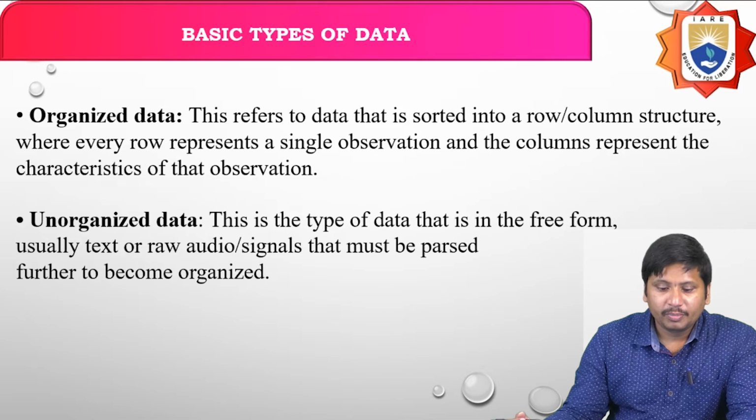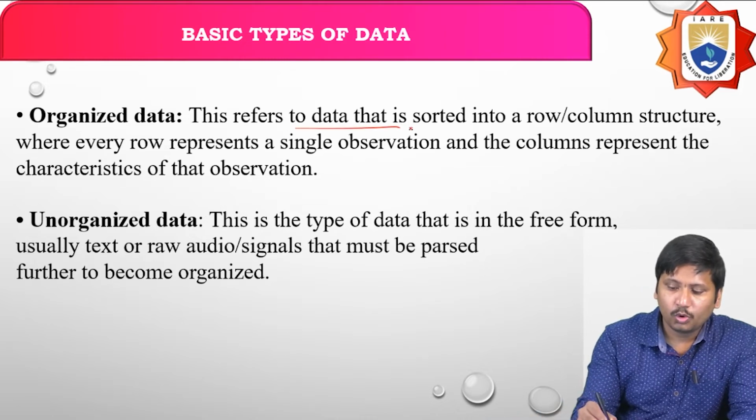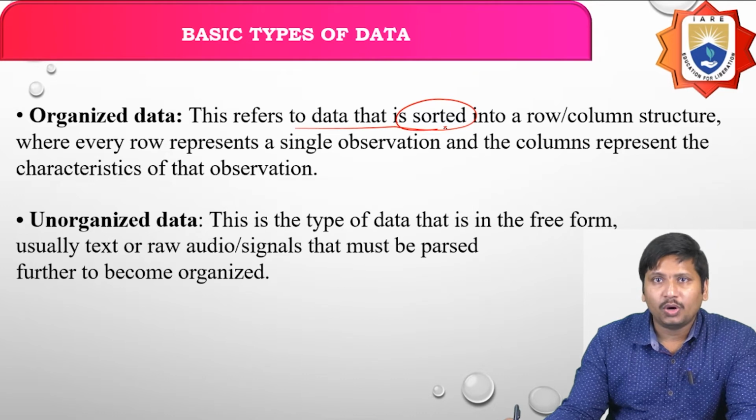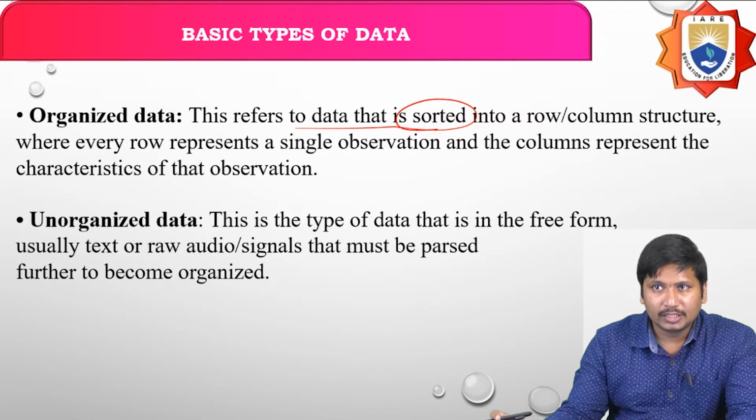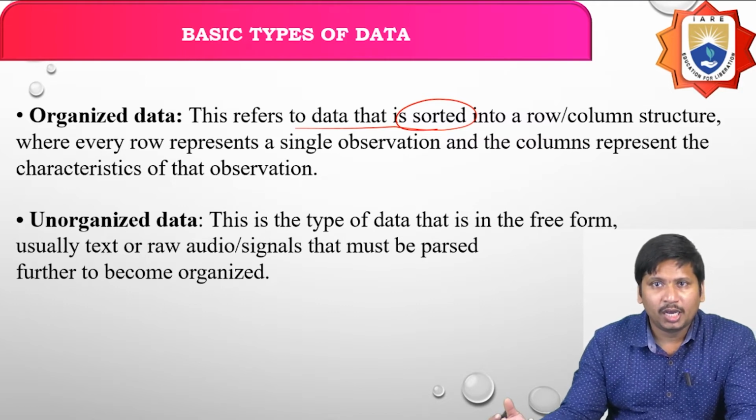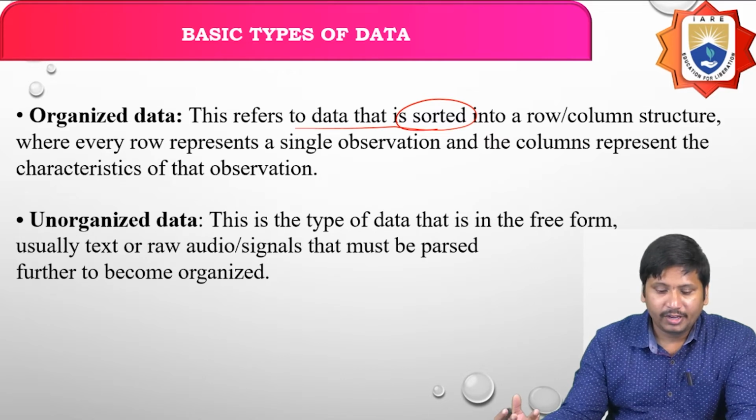So the basic types of data are organized, unorganized, and then qualitative and quantitative. Organized refers to data that is sorted into a row or column structure. Every row represents a single observation, and the column represents a characteristic of that observation. Whereas unorganized data is in very free form, usually text, raw data, or maybe audio or signal that may be processed further to become organized.